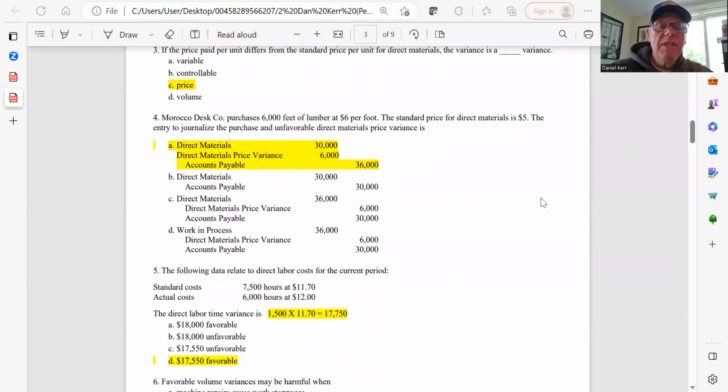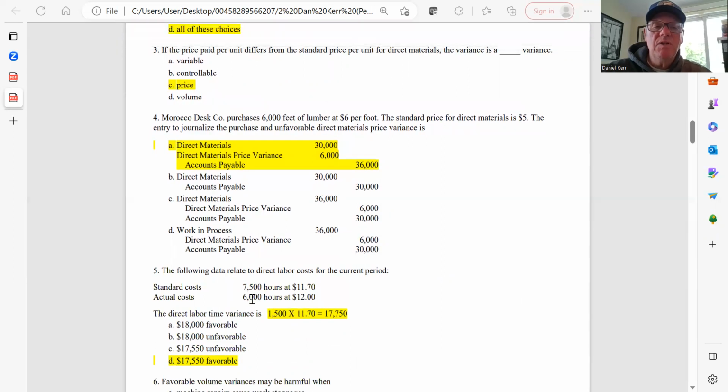Number five, the following data relate to direct labor costs for the current period. So this is the standard hours, and that's the rate. These are the actual hours, and this is what they paid. And they want the time variance here. So the time variance would be the difference in hours, which is favorable. You were supposed to spend 6,500 hours. You only spent 6,000, so that's 500 hours favorable, times the standard cost of $35.10. So you have a favorable labor time variance there of $17,550.